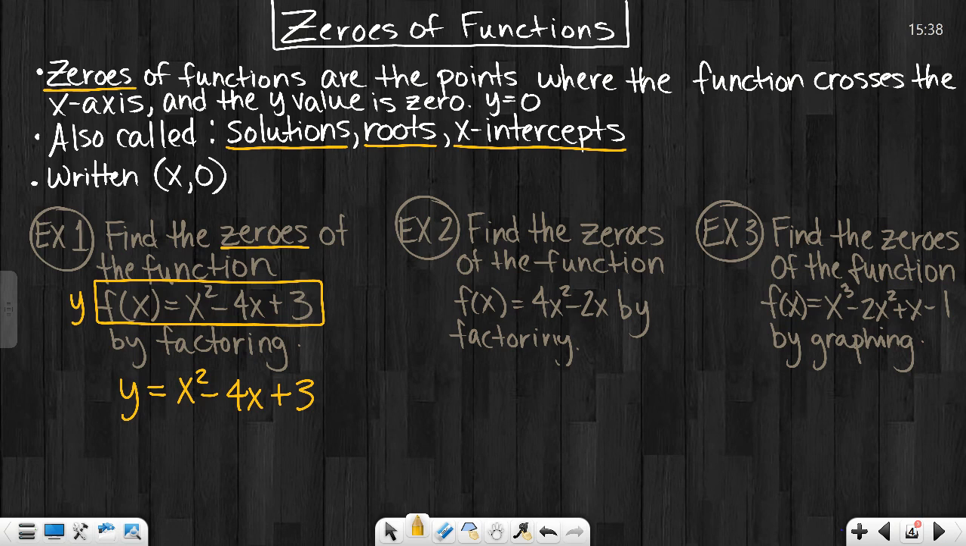Well, if I want to find the 0, what's the key? What has to equal 0? Y does, right? So I'm going to take this equation and I'm going to set it equal to 0. And now I can solve this equation and find out what x values make y equal 0, which tells me where the function crosses the x-axis, because that's where y is 0. Easiest way to do this algebraically is to factor.